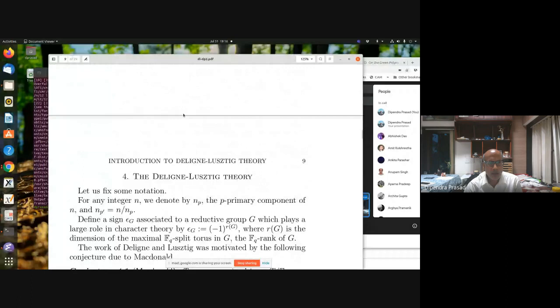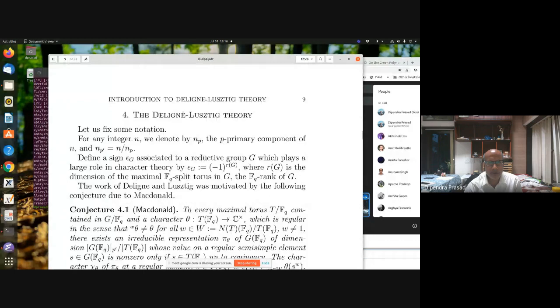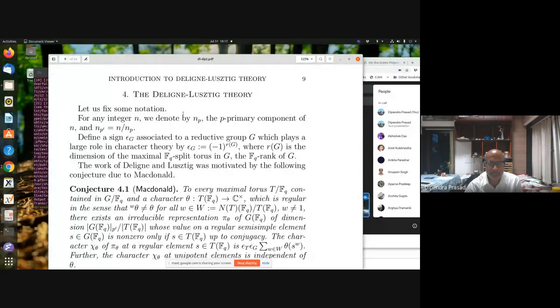Okay, so right. I will maybe begin with the linguistic theory. I have one more lecture. Okay, so we fix some notation for any integer n. It is common to denote by n_p the p-primary component of n, and n_p' by n/n_p. So if the number is coprime to p, then the p-primary component is 1 and n_p' is n. If the number is p to the power k, then the p-primary component is p^k and n_p' is 1.